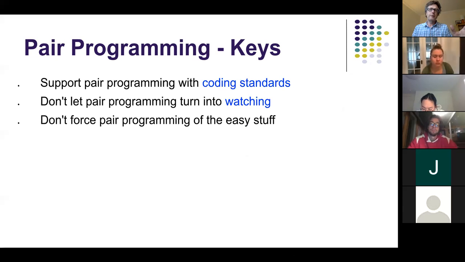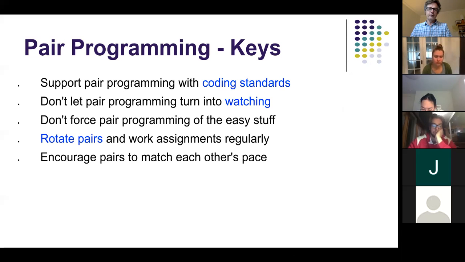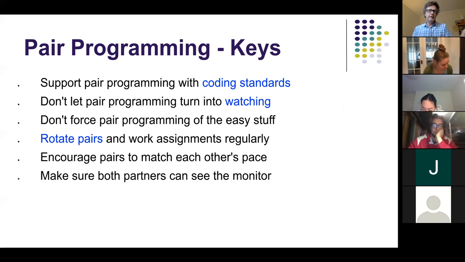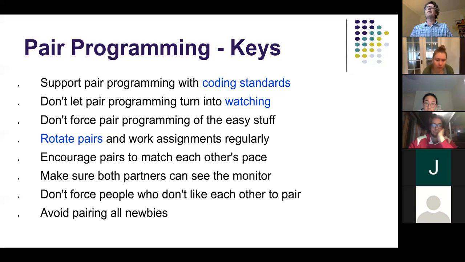Don't force pair programming of the easy stuff, right? If something is really simple, you don't have to do pair programming. Do it for the stuff that's challenging. Rotate pairs. Encourage pairs to match each other's pace. Make sure both partners can see the monitor, obviously. Don't force people who don't like each other to pair, and avoid pairing a couple of newbies because neither one of them knows what they're doing, right? But in fact, if you have a more junior and more senior person paired together, they're not just helping each other, they're actually learning. The junior one is learning a lot.